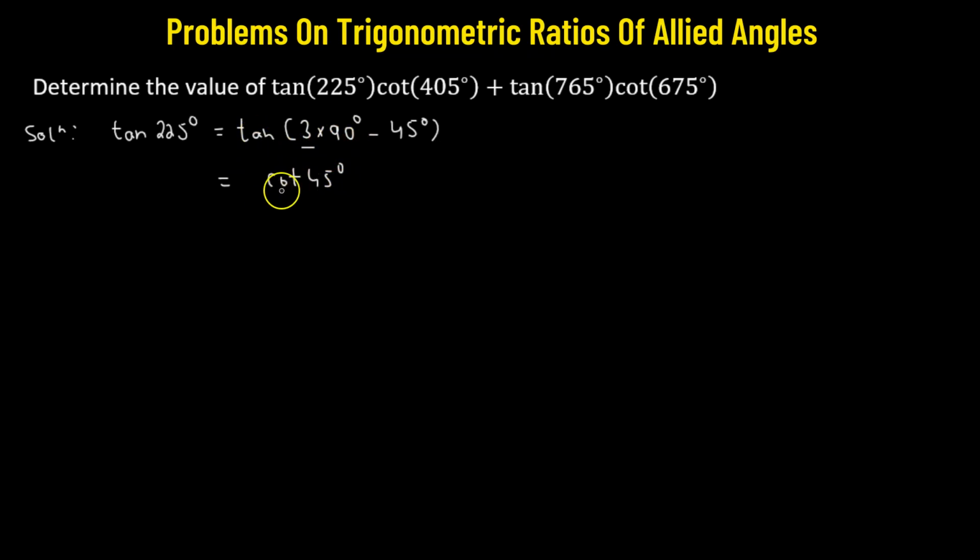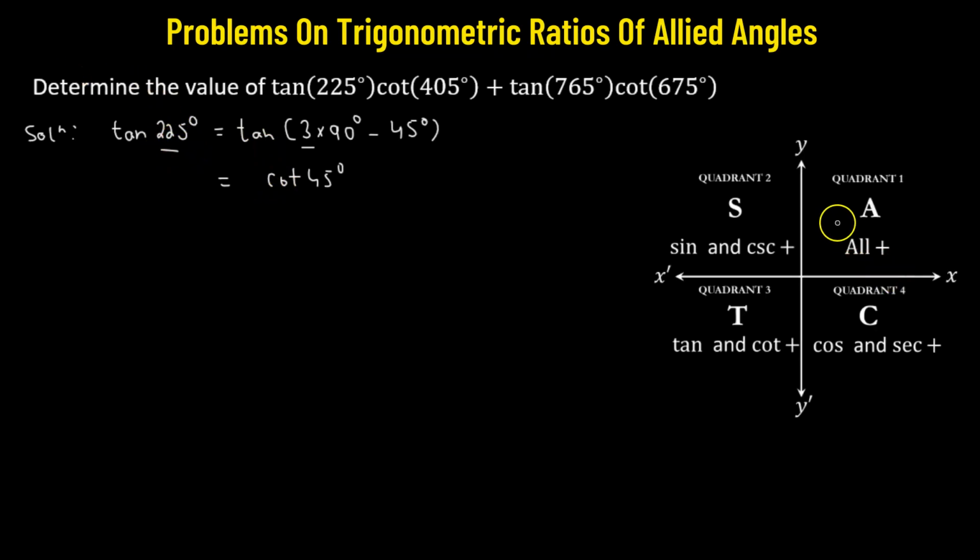We'll also have to be careful about the sign of the final result. It could be positive or negative. That totally depends on which quadrant 225 degrees lies in. For that, we will use a quadrant system. We begin from the first quadrant and start counting in the anti-clockwise fashion. So we have 1 times 90, 2 times 90, and 3 times 90. That brings us to the third quadrant, but we are also subtracting 45 degrees from it.